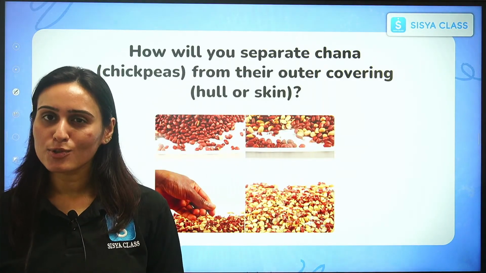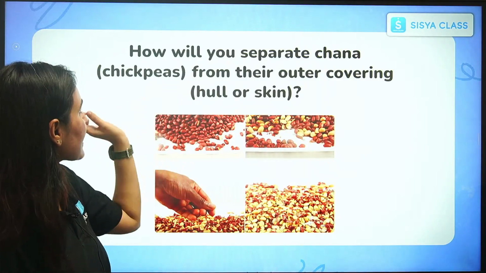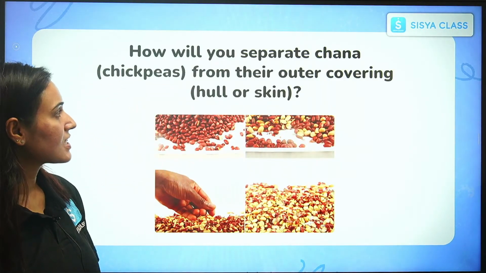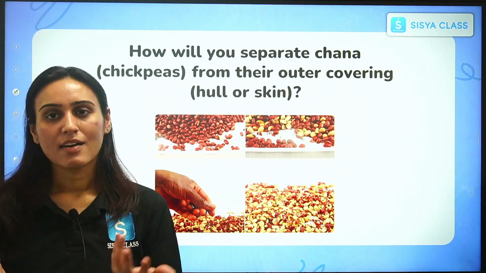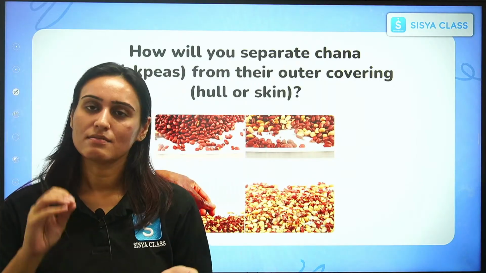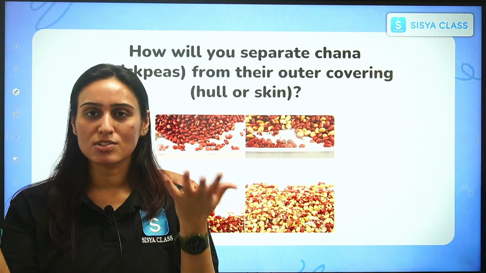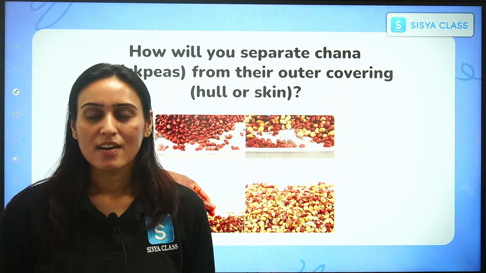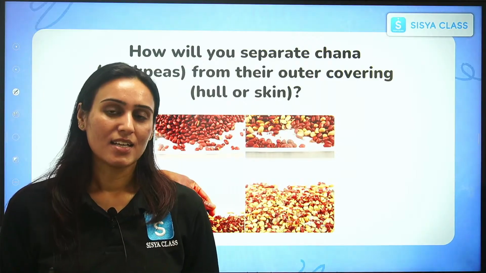So what we do usually, what is the method we use there, right? How do we separate the chana, chickpeas from their outer covering, that is their hull or skin? Easily. One way is that you will pick the chana and you will remove the layer. One by one you are going to remove it. It will take so much amount of time. We are trying to enjoy the chanas. We are trying to eat them. We are not trying to do manual labor just to remove the cover. Okay. So what should we do then?